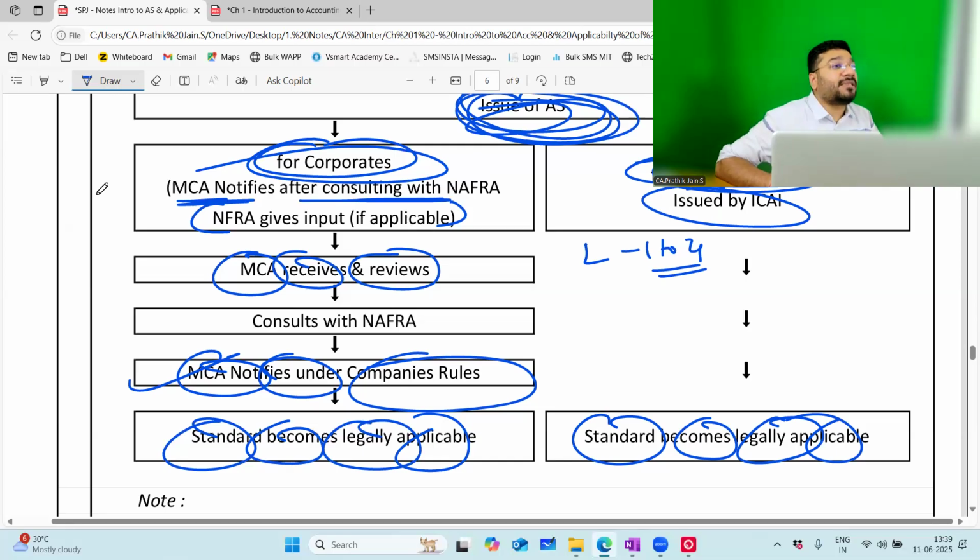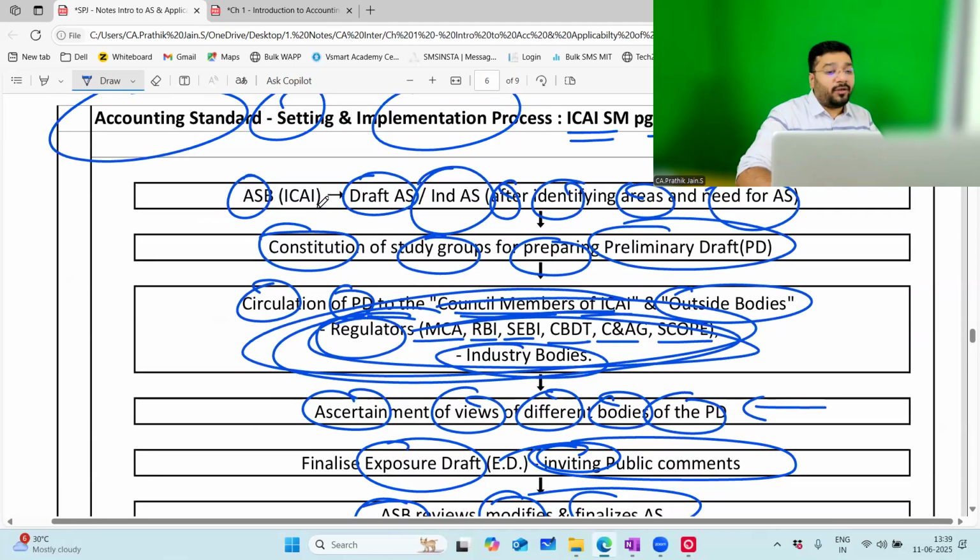And that list is called the PD. This PD has been prepared by the study group and handed over to ASB. ASB will review that and forward that to whom? ICAI Council. ICAI Council will do what? No. ASB will forward that not just to ICAI Council. ICAI Council is an internal member. So ASB will forward the PD to ICAI Council plus external bodies such as SEBI, RBI, MCA, CAG, etc. So we'll take the views of those external bodies also.